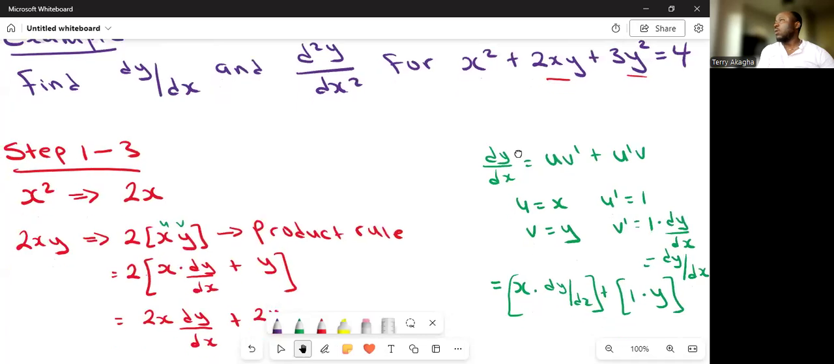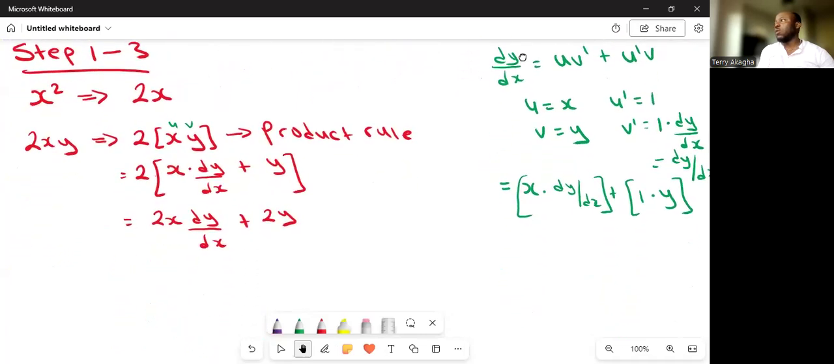Okay. The next one is 3y squared. So we're going to go down now. Next one we're doing is 3y squared. And when you differentiate this, it's going to give us 6y. Okay? But anytime you differentiate y, you have to add what? The dy over what? The dx.